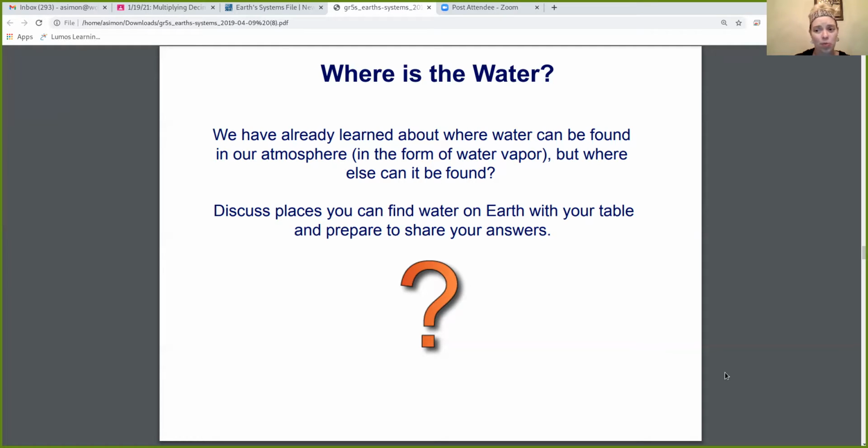Where is this water? We've already learned about where water can be found in our atmosphere. Remember, we talked about water vapor that can cool the Earth down. But where else can it be found? I want you to think of all of the places on Earth where water is. Think of everywhere you can think of. What are some places you can find water on Earth?